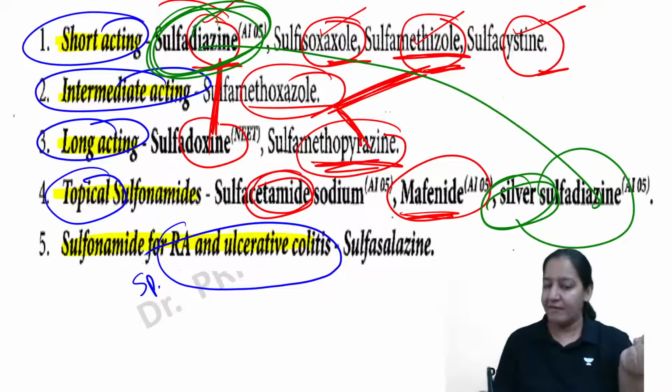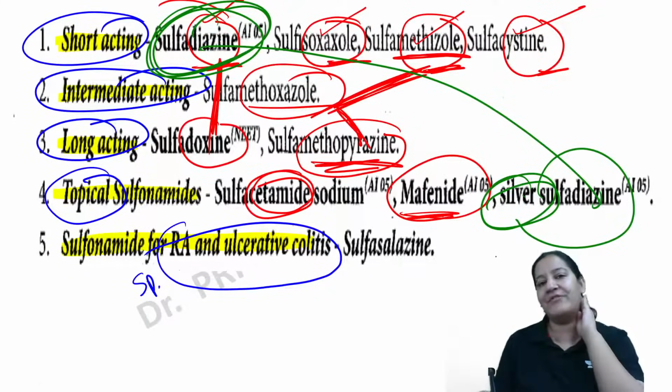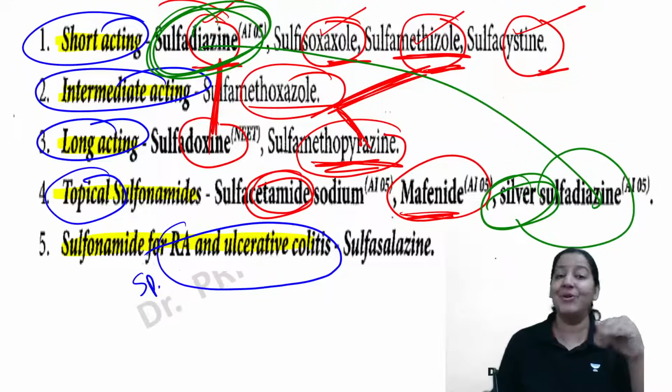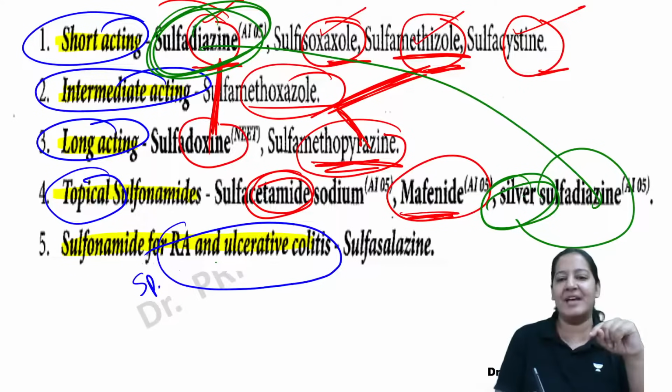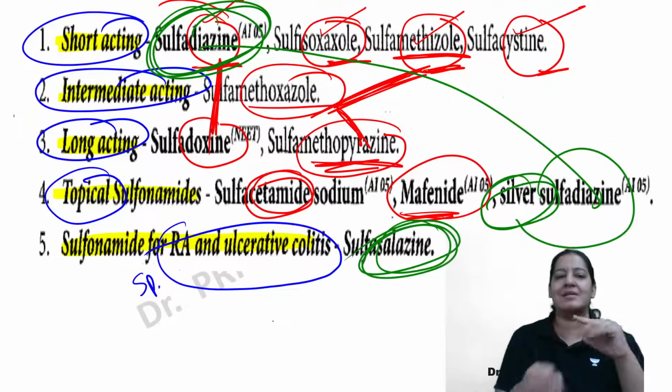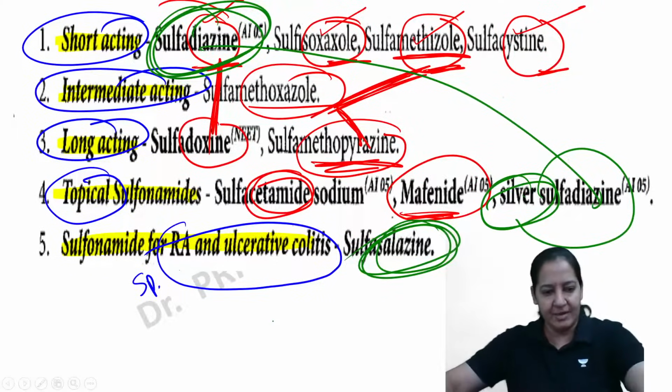अभी मैं questions दिखाती हूँ. I will show you the MCQs which are asked in the previous years of NEET PG FMG. So you will get confused from the classification. I will show you the questions right now. Right? And coming on the special category, sulfasalazine.